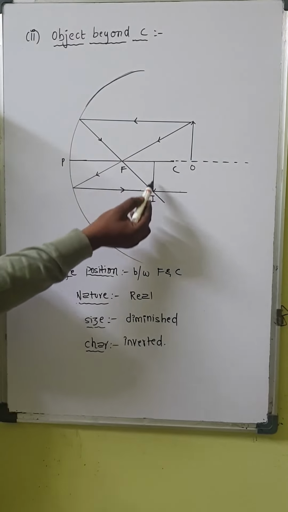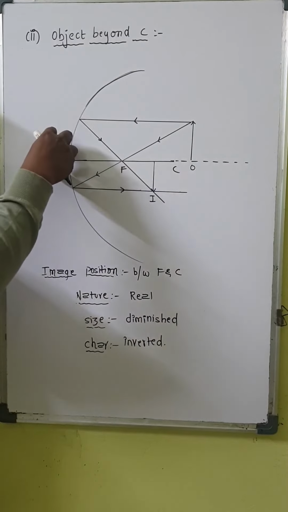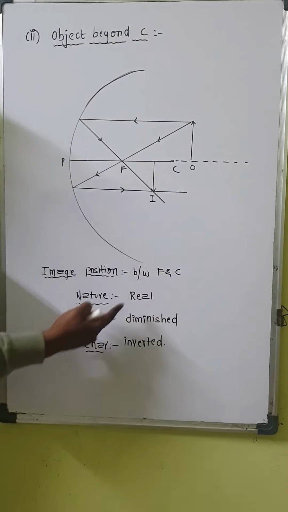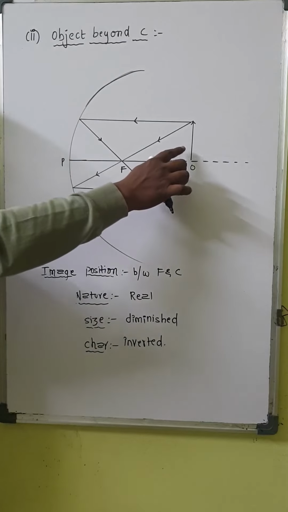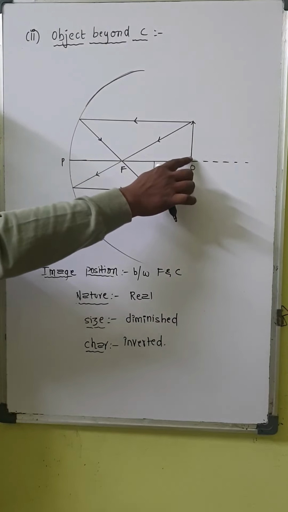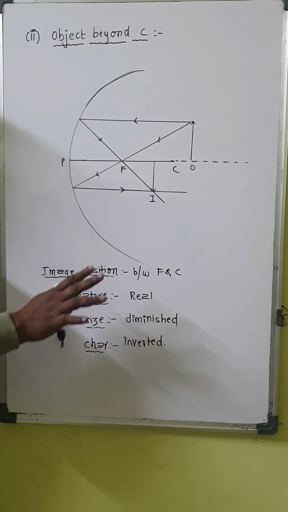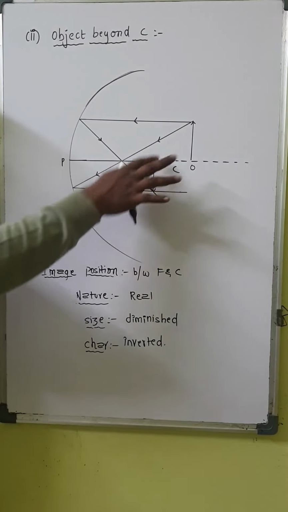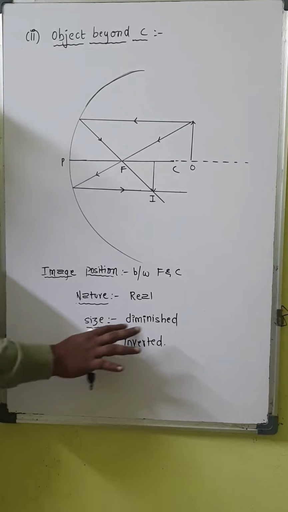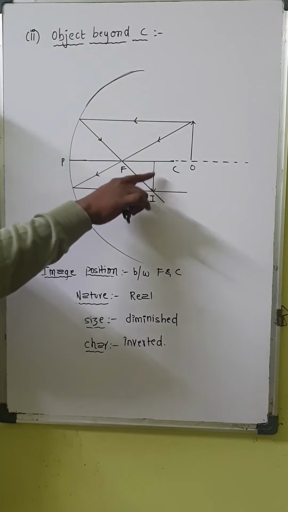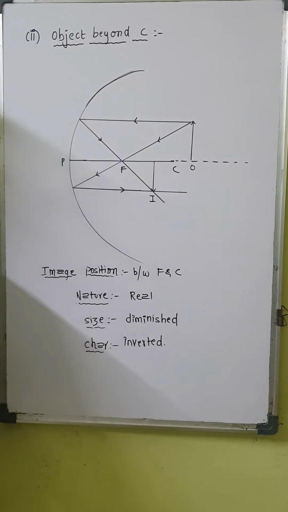If you place a screen, a paper here, you can catch the image formed inside the mirror onto the screen. So it is a real image. As I said, I took the object height as 8 centimeter and I measured the height of the image with a scale and found it to be 6 centimeter only. So the image size is less than the object size, so it is a diminished image. Size is diminished. As the image is formed below the principal axis, it is inverted.